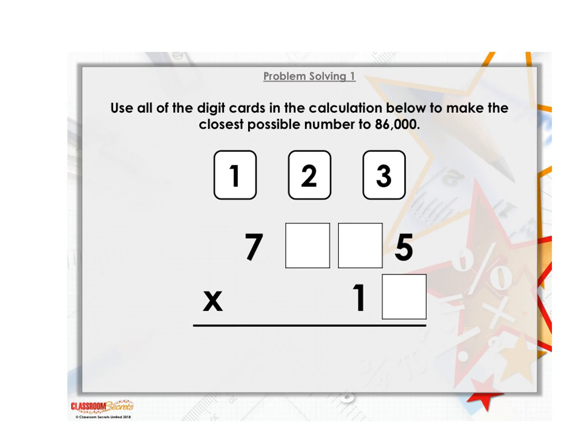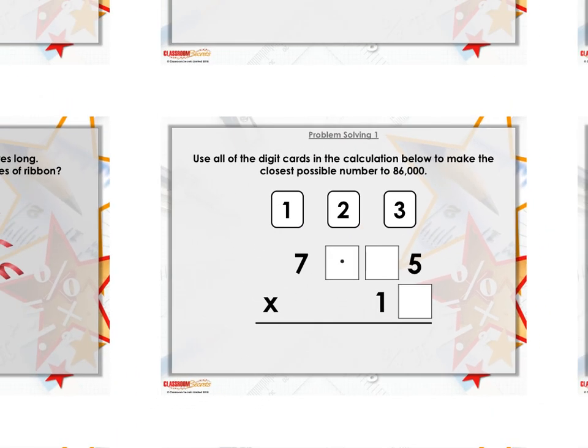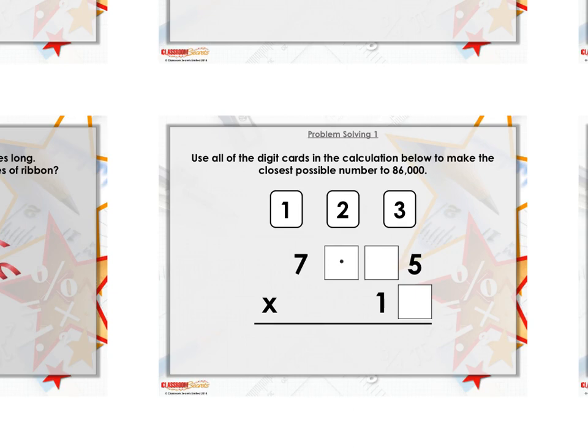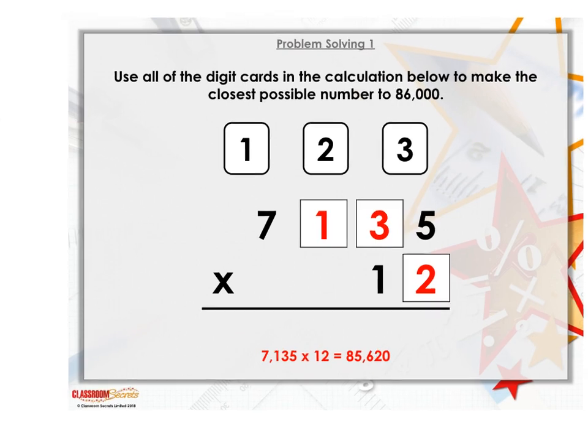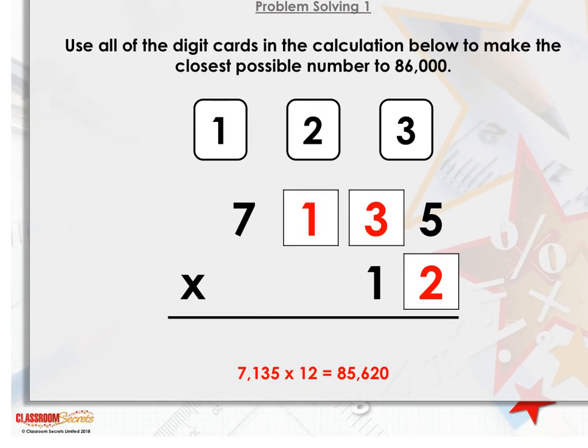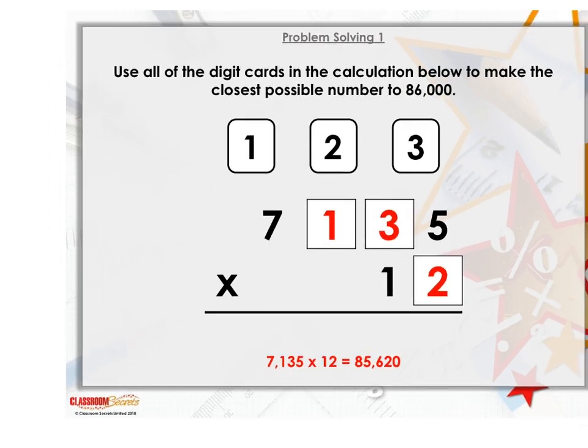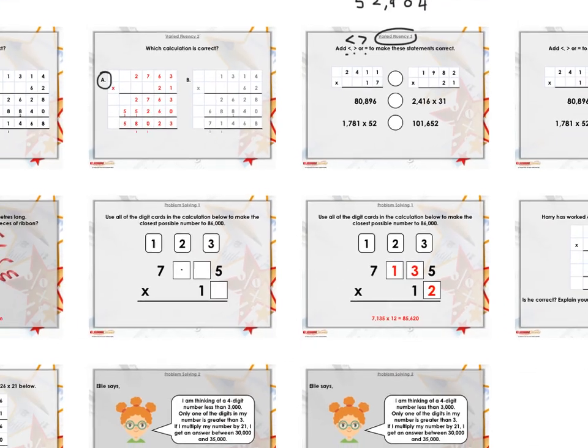You could put your 3 there, your 2 there, your 1 there. Have a little play around. Which numbers would you put where to get a number as close as possible to 86,000? So pause the video just there. Brilliant, welcome back. Okay, so hopefully you should have put your 1, your 3 and your 2 there, and you would have an answer of 85,620, which is pretty close to 86,000.